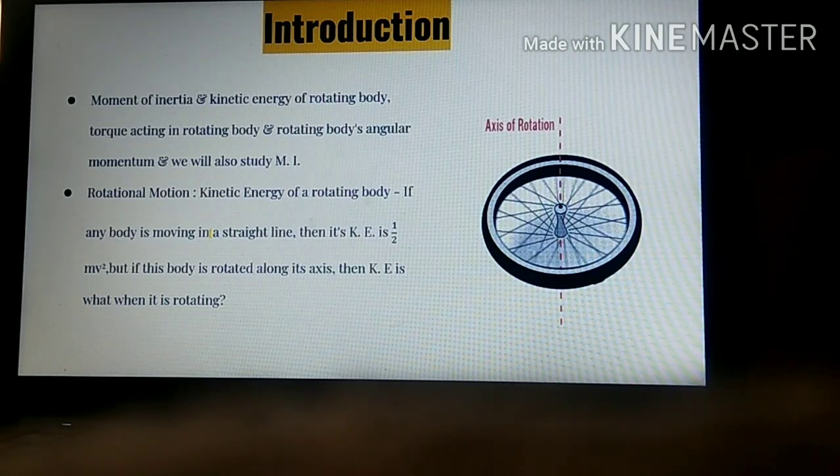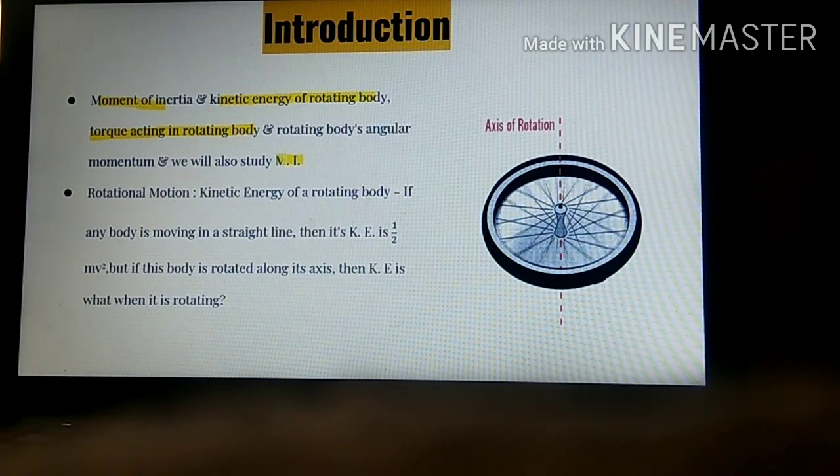In this chapter we will be seeing all these things: moment of inertia, kinetic energy of the rotating body, torque acting on a rotating body, and the rotating body's angular momentum. We will also study moment of inertia in brief, very nicely. First of all, we will start with the kinetic energy of a rotating body.